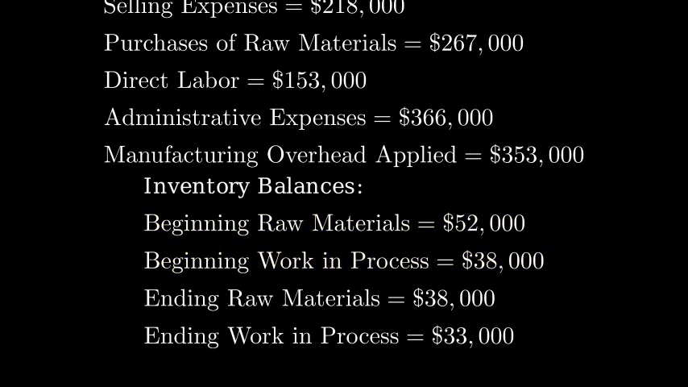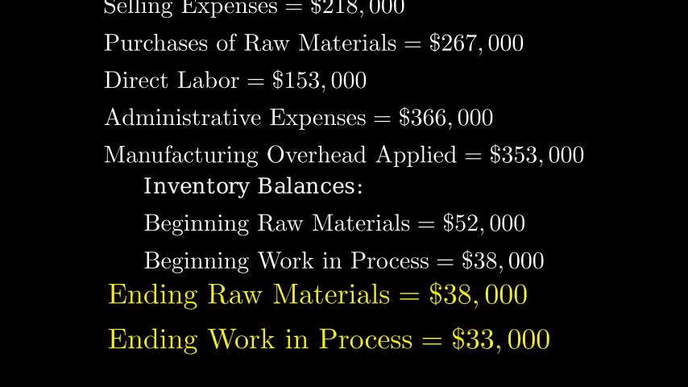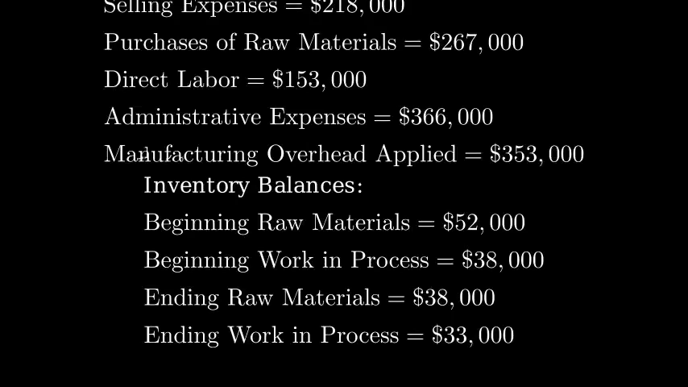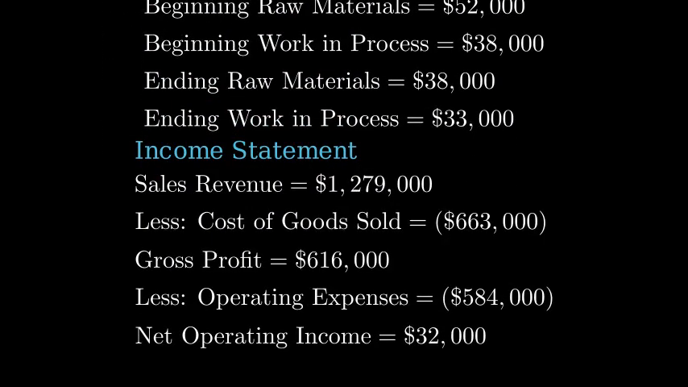At the beginning of the year, raw materials were $52,000, work in process was $38,000. At year end, raw materials decreased to $38,000, and work in process was $33,000. Let's start with the income statement and work backwards.